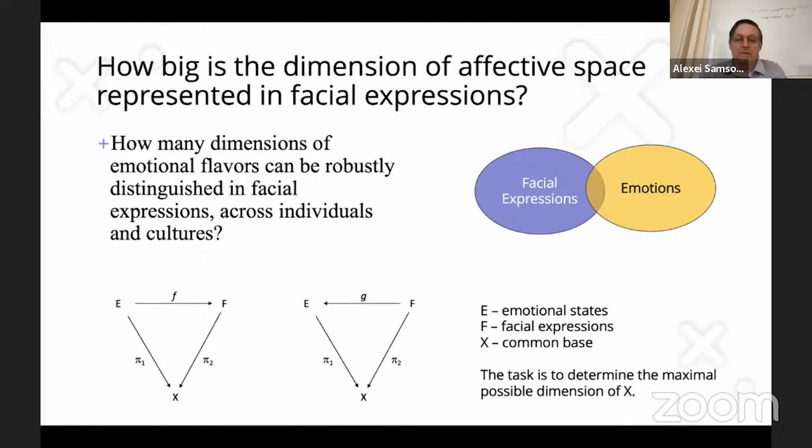And speaking more rigorously mathematically, we can write a structure of 2 fiber bundles, if you will, with common base and the mapping between them, such that there is a correspondence between a certain class of facial expressions and emotions. The question is, what is the maximal dimension of X in this diagram?